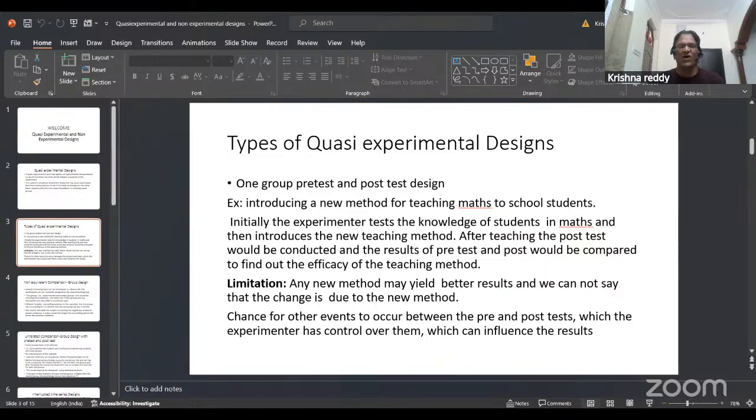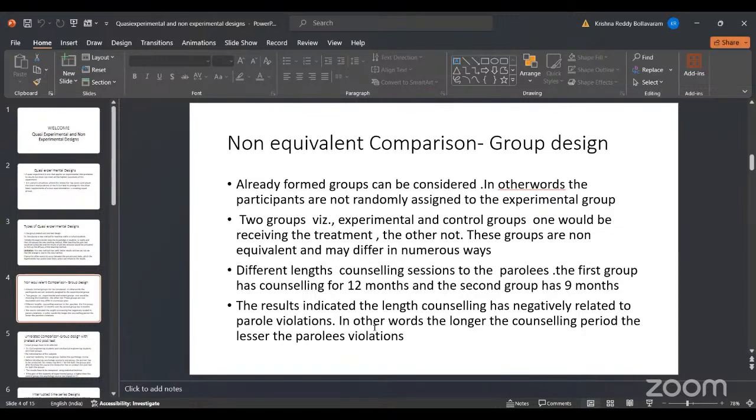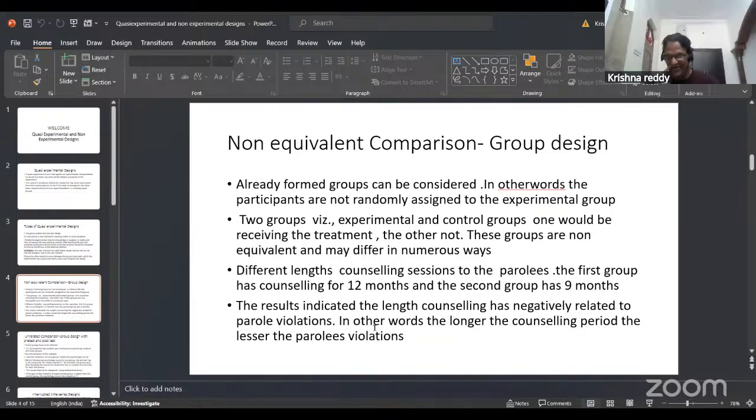This is the one group pre-test and post-test design. The next one is the non-equivalent comparison group design. It speaks of two groups. You can compare when there are two groups or three groups, am I right, friends? When there is a single group, you cannot compare groups, but you can compare the pre-test and the post-test if it is a single group.